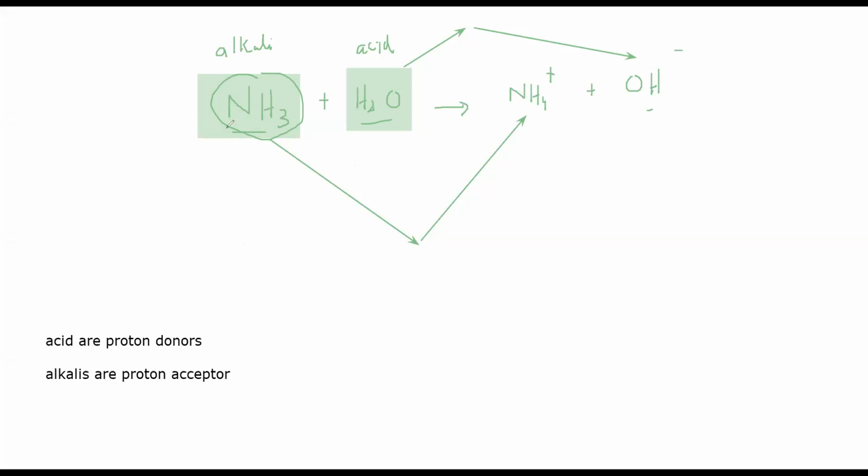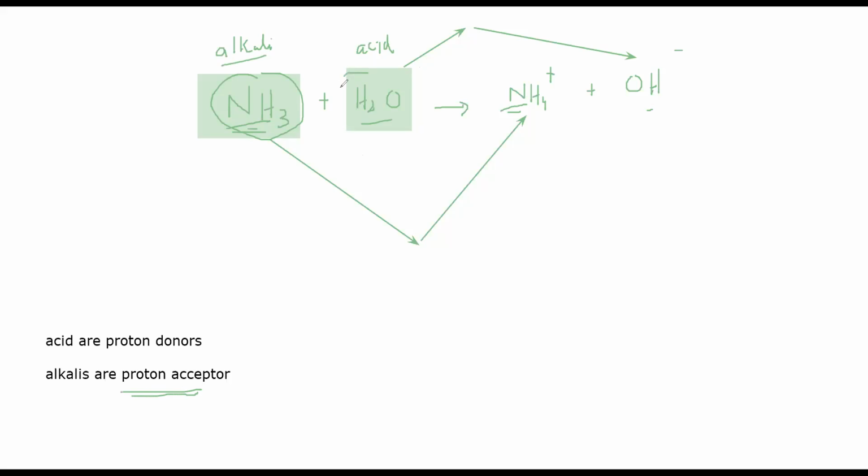So first it is NH3, then it becomes NH4. If NH3 becomes NH4, it means the number of hydrogens increases. If the number of hydrogens increases, it means it accepts a proton. And whenever a substance accepts a proton, we call that substance an alkali. So according to this definition, in this reaction, NH3 is acting like an alkali.